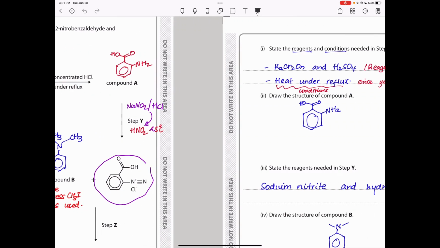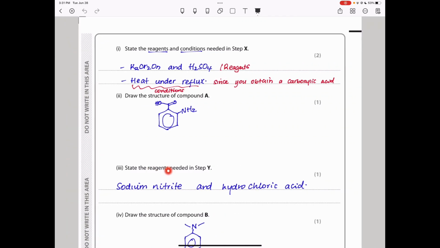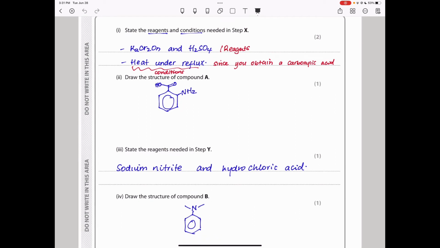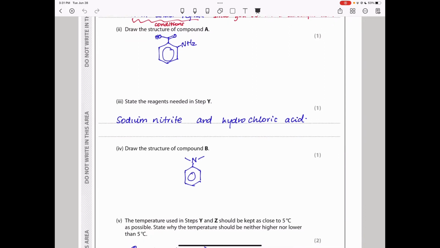However, if you look at the question, they said reagents, so it has to be plural. You say sodium nitrite and hydrochloric acid. Those are the reagents, plural, they're looking for. And finally, draw the structure of compound B. Remember, to generate compound B, they used excess iodomethane, so it means each of the hydrogens here is going to be substituted as the nucleophilic substitution reaction takes place. And then we see that we produce this structure here.